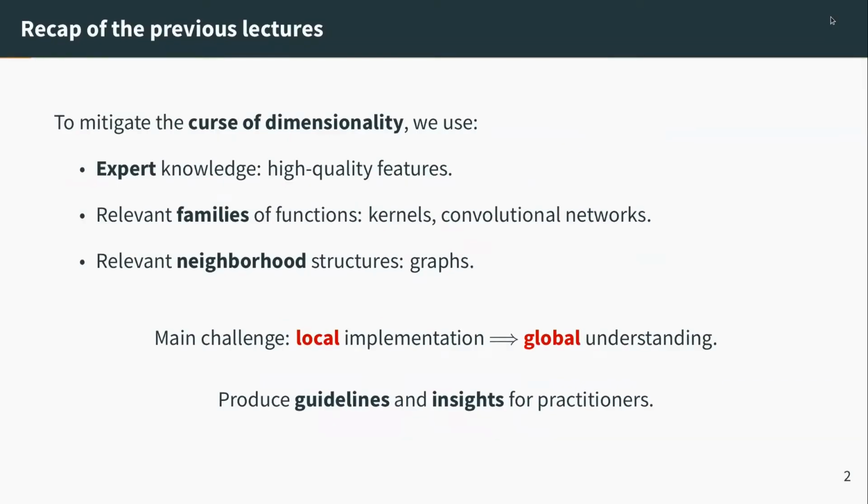Just as a recap of the previous lectures, we saw that our main aim, at the MVA in general, is to mitigate the curse of dimensionality: to be able to do interesting statistics when we have way more columns than we have rows in our data sets. In lecture 2, we saw that the best case scenario is when you have an expert at hand that can provide you high quality features.